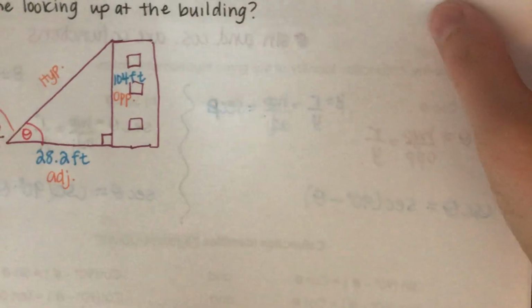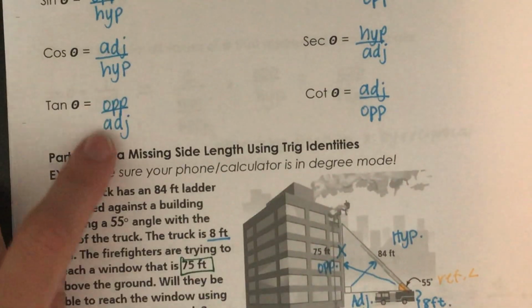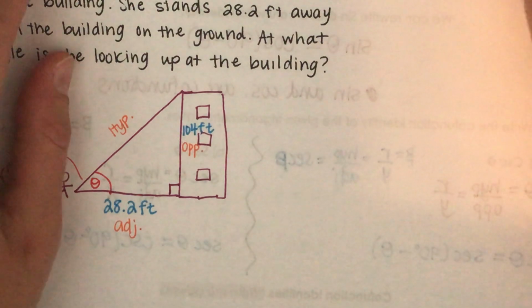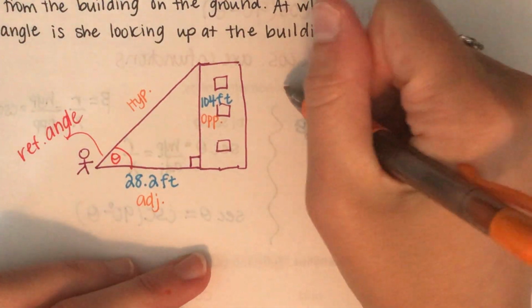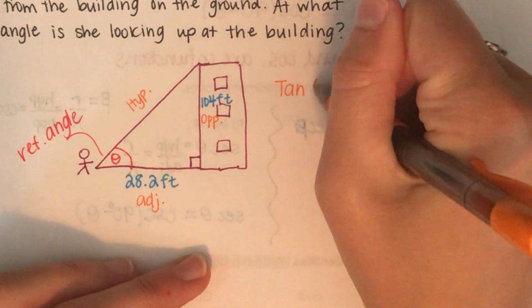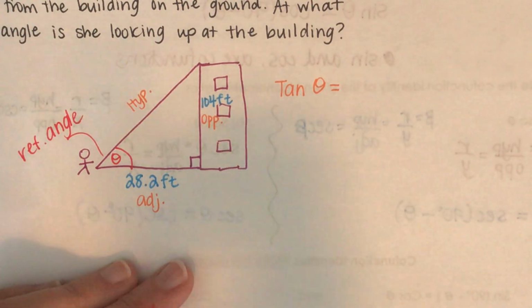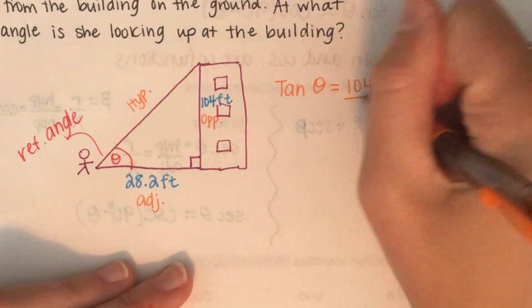So I go back to my functions and I say, okay, which one uses opposite and adjacent? Well, that would be the tangent. So I'm going to use tangent for this problem. I don't know what the angle is, so I'm going to keep it as theta. So I'm going to say the tangent of theta equals opposite over adjacent. So 104 over 28.2.